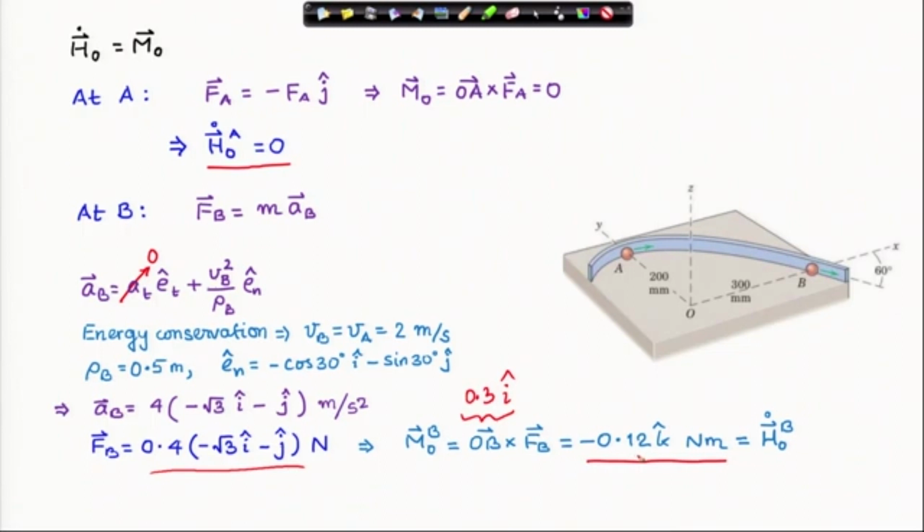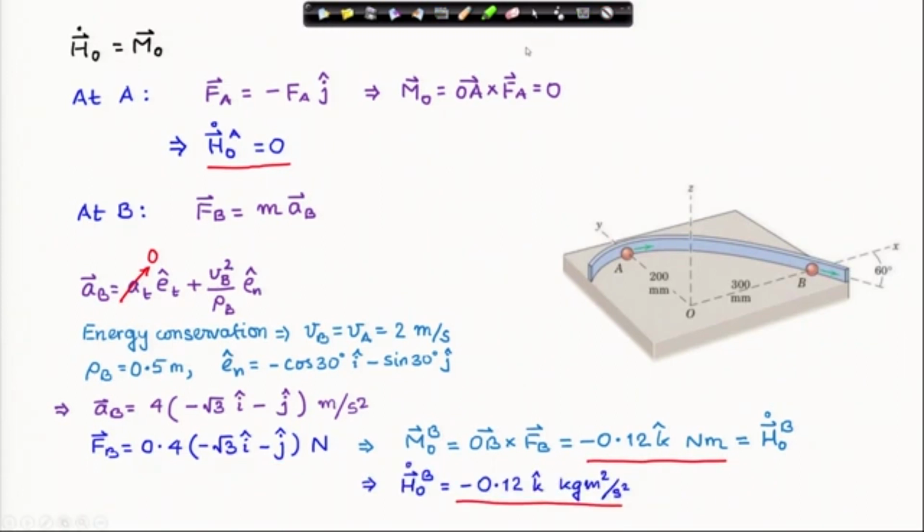This is moment, and this must be equal to the rate of change of angular momentum about O of the particle at B. Therefore, H dot about O at the location B is minus 0.12 k cap kg meter square per second square.